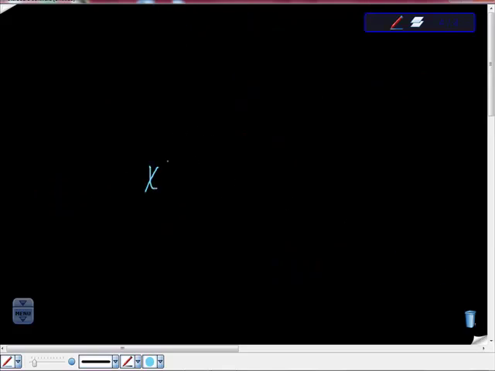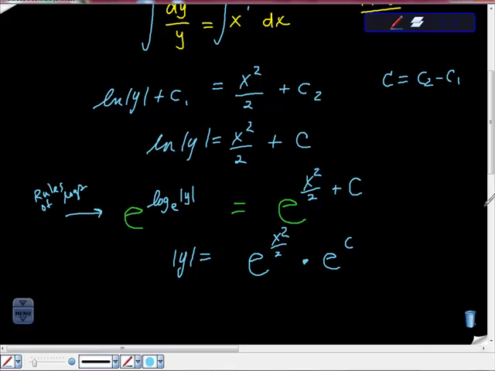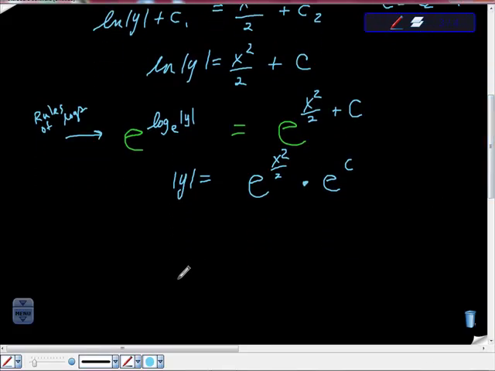Remember that x to the m times x to the n is equal to x to the m plus n. And if that's true this way, then it has to be true this way too, reflexively. So when I'm looking at this e to the x squared over 2 plus c, this is m, this is n, and I'm going to put it back into this form. And you're going to see why in just a second. But I wanted to at least break out that intermediate algebra with you. So that's why I'm doing that.